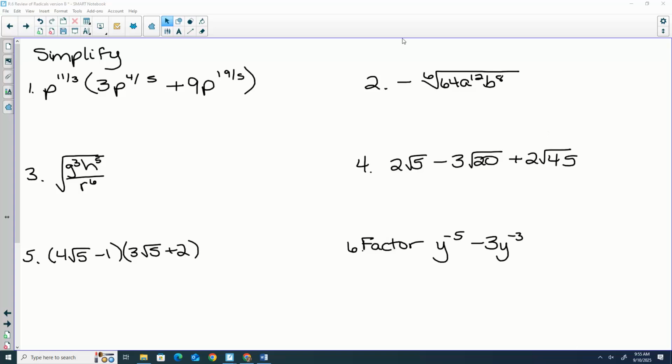We have to distribute. When you are multiplying that out, what would you do with your exponents? Do we add the exponents or multiply them? Add them, because the base is written each time. Alright, so 11/3 plus 4/5. What's that give me?